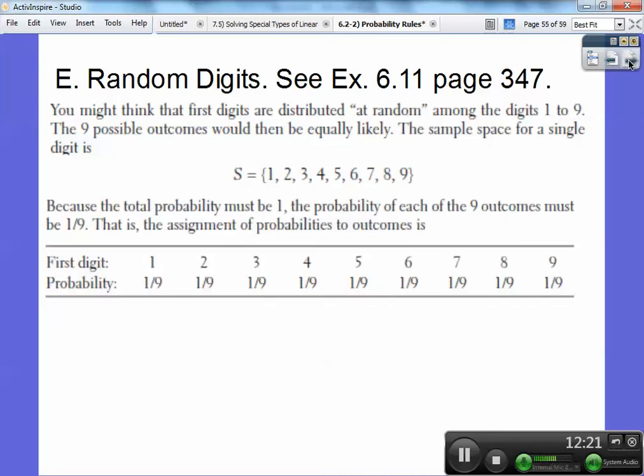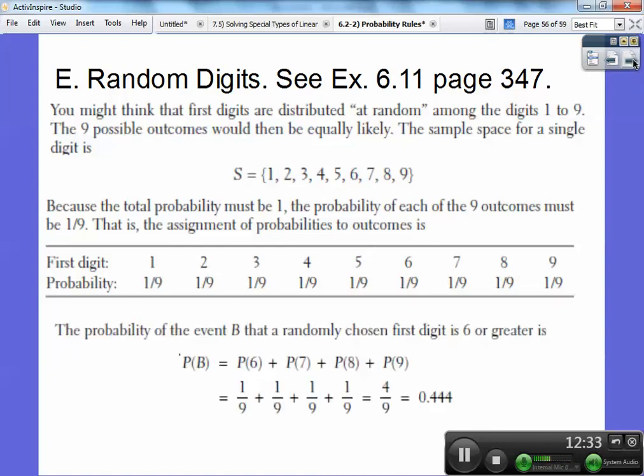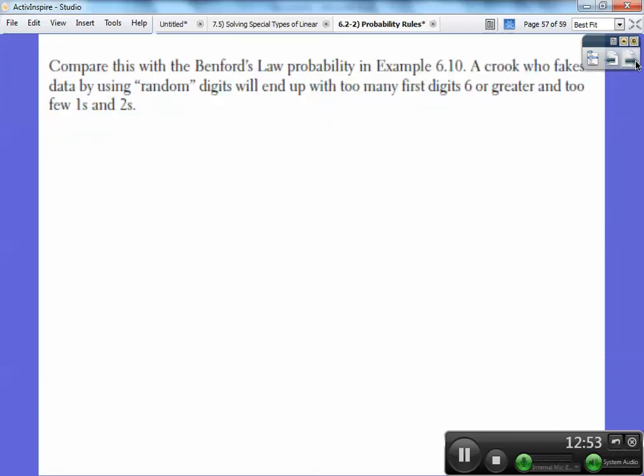So it is not like Benford's Law. So the probability that the first digit is 1 or 2 or 3 or 4 or 5 or any of them, they're all 1/9 right here. So it's not like Benford's Law on tax returns. So what's the probability of picking a number 6 or greater if you're just randomly picking digits? Okay, and it wasn't a tax return or something right there. It's going to be 1/9 plus 1/9 plus 1/9 plus 1/9. There's 4 of them, so 4/9, and then 4/9, of course, is 0.444. You do 4 divided by 9 in your calculator. Okay, so compare that with Benford's Law, and they're a little bit different right there.